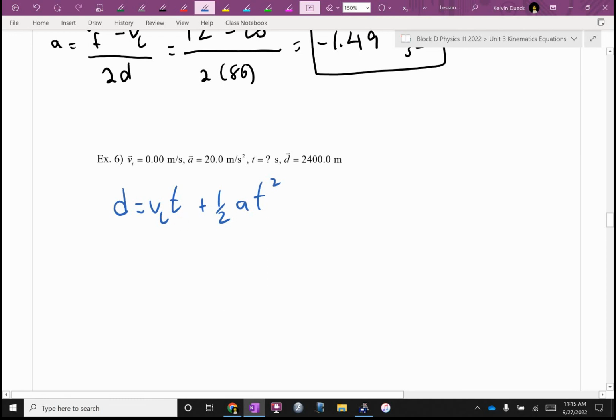Who's in Math 12? It's a quadratic. They don't yet know x equals negative b plus or minus the square root of b squared minus 4ac over 2a. But in Physics 12, we can solve this using the quadratic formula. In Physics 11, I like example 6. Example 6 is a nice question.